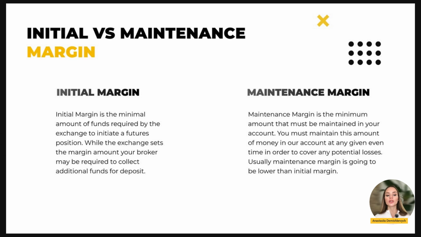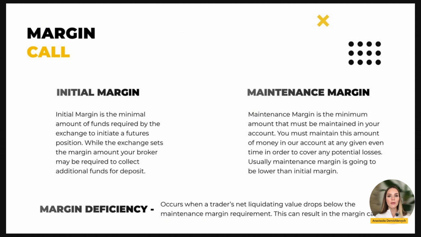Usually, maintenance margin is going to be lower than initial margin. Margin requirements, again, are subject to change, and you can always check them on the cmegroup.com website. What's important to know is that if your account balance falls below the maintenance margin, you'll face something called a margin deficiency. A margin deficiency in futures trading, also known as a margin call, happens when the amount of money in your account falls below the required level to keep your futures position open.